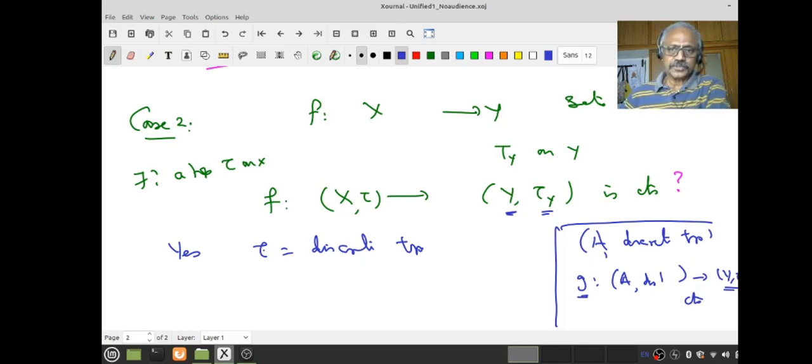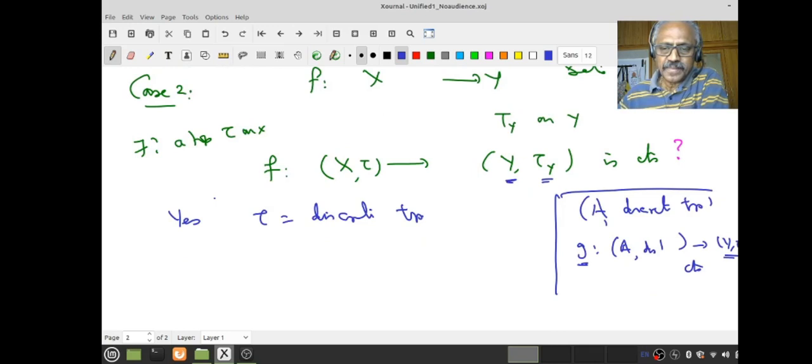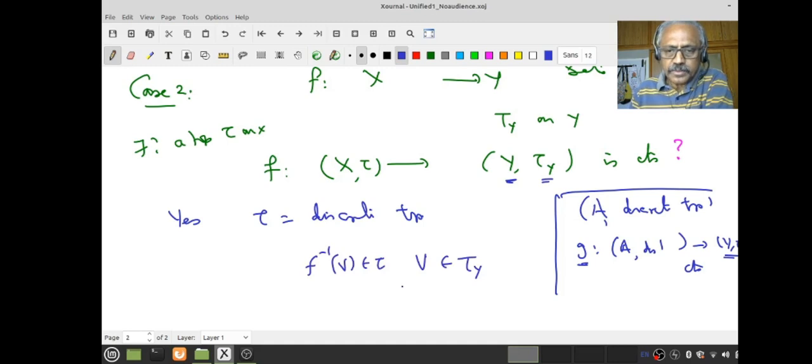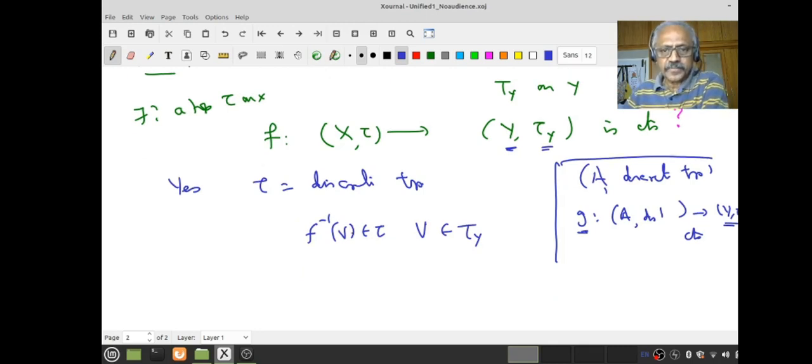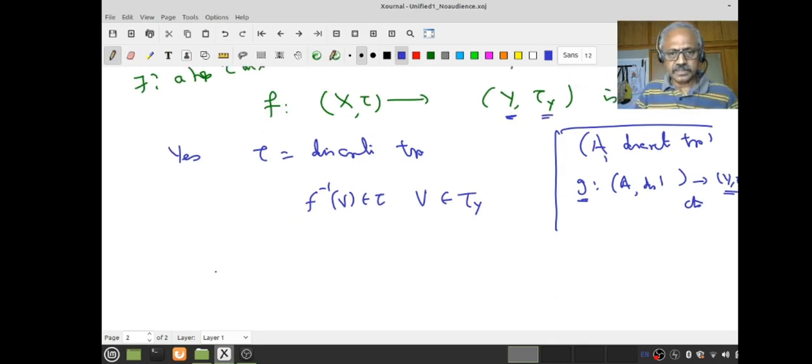So what should be the question you should ask? Go back again. For any B in tau_Y, if f is continuous, f inverse of B must be in tau, right? So what should I ask for? I should ask for fewer open sets in X so that f inverse of B is still in there. Are you following? If you have gone through the last thing, you will understand.